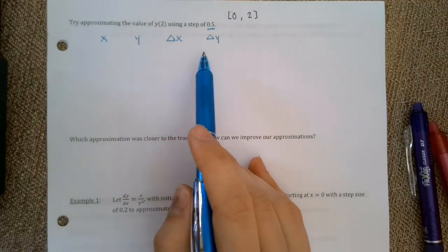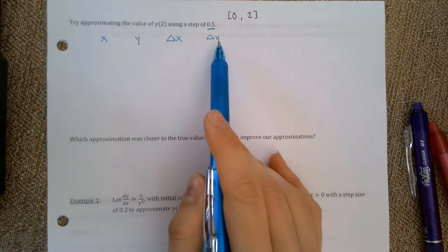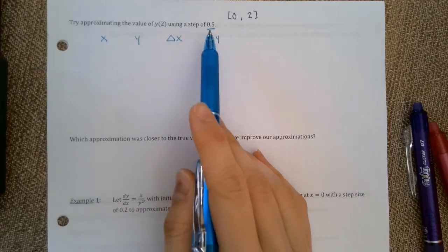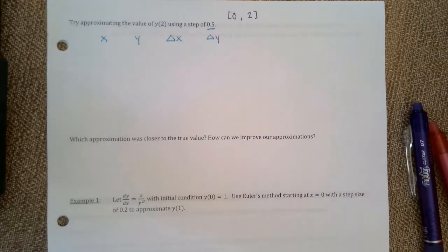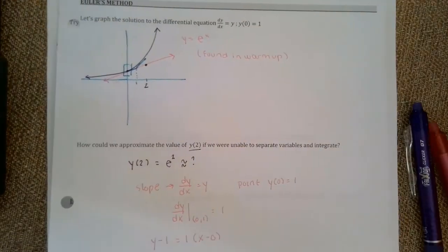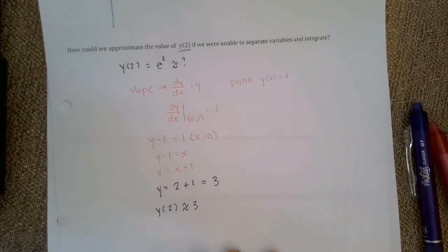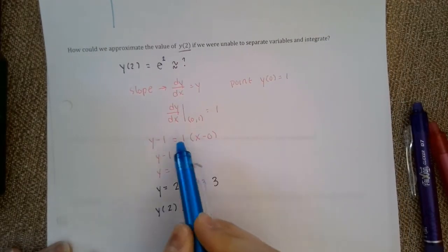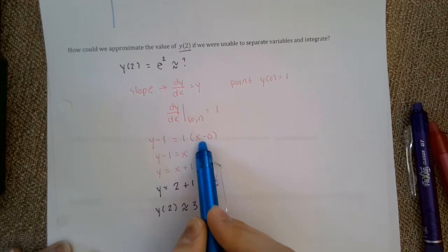So I'm trying to figure out what this delta y could be, because this is going to be super easy to find, change in y. So let's go back to the last page really quick and take a look at what a linear equation looks like. So right here was our linear equation, our tangent line.